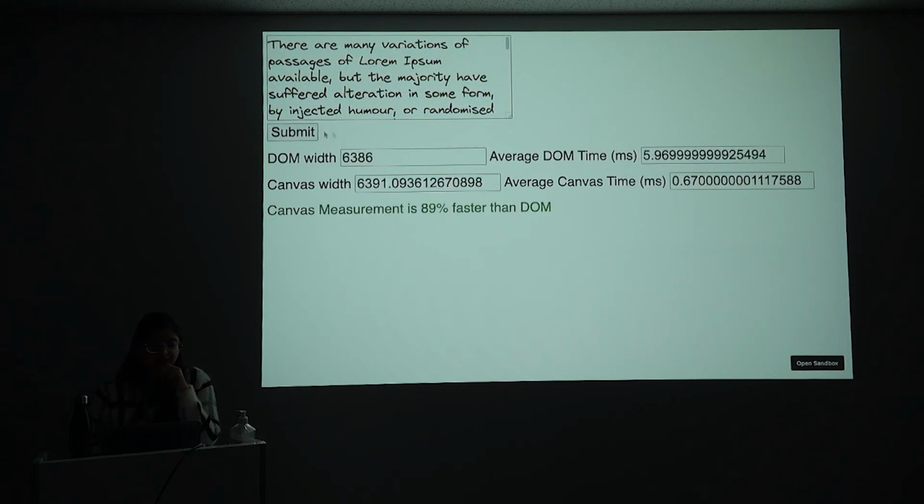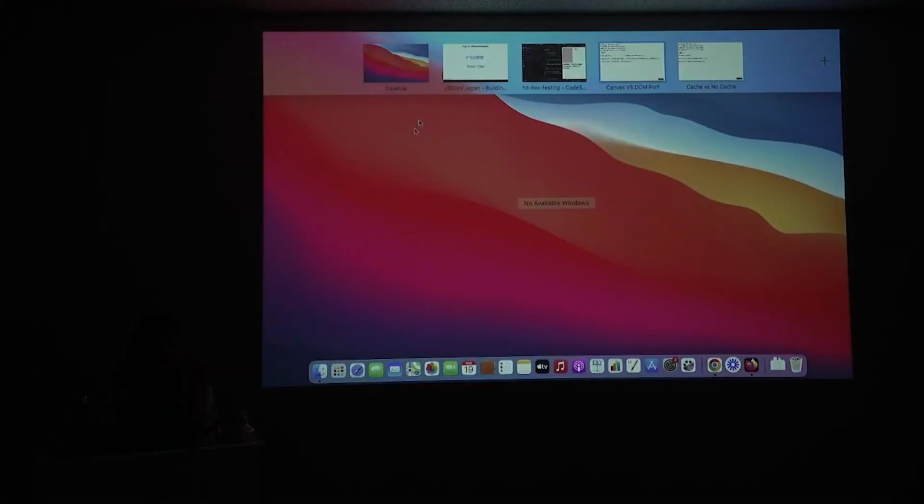Let's try it out. So you can see the average DOM time is 5.96 millisecond and average canvas time is 0.67 millisecond, which is like 89% faster already. Let's try it more, 91% faster, 90% faster. So on an average, it's close to 90% on this browser and device. So, and this is like a very huge improvement.